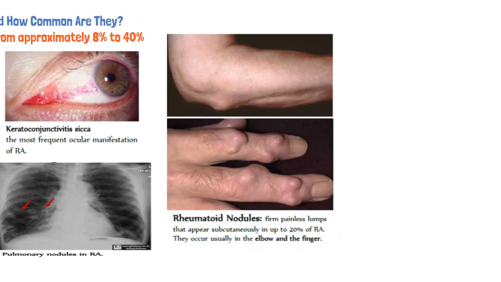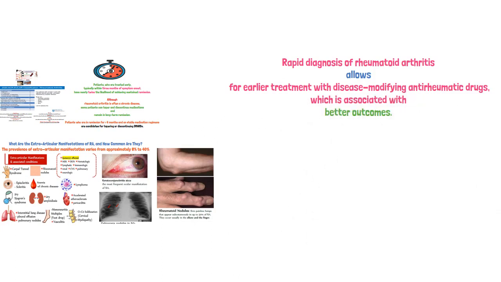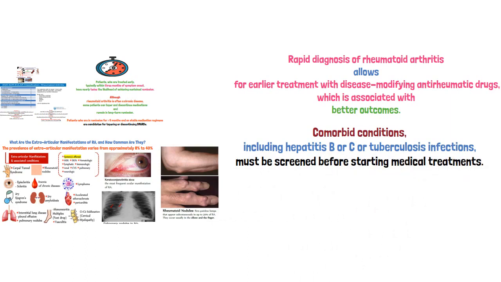As we mentioned before, we emphasize early diagnosis and initiation of therapy with disease-modifying anti-rheumatic drugs, or DMARDs, and this improves the outcome of rheumatoid arthritis. Rapid diagnosis of rheumatoid arthritis allows for earlier treatment with disease-modifying anti-rheumatic drugs, which is associated with better outcome. So, although the disease is chronic in nature, we can taper and discontinue medication if the patient remains in long-term remission. Before starting the medical treatment, comorbid conditions including hepatitis B or C or TB infection must be screened.